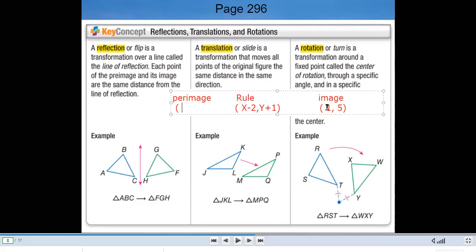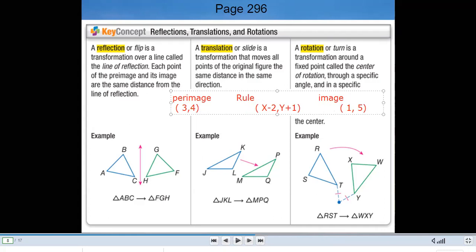I have the image. We will subtract. My advice to all of you: once you have the image, you have to subtract and start from the image. Then, once you have the image, I'm looking for the value of the pre-image. It will be 1 minus negative 2. It will be how many? 3. 1 minus negative 2 will be 3. 5 minus 1 will be 4.